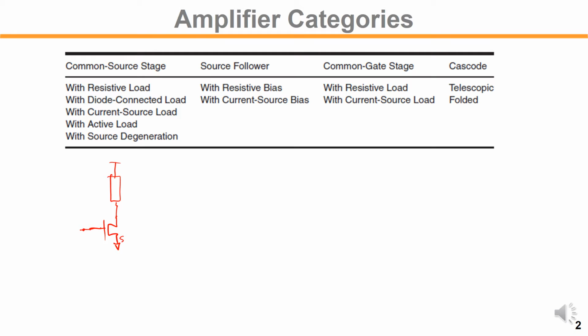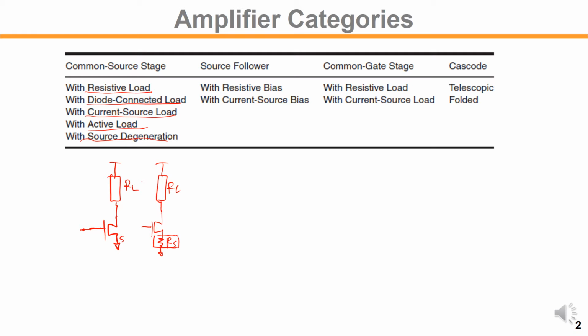So we have the load impedance RL on the drain side. You can implement the load using a resistor itself, a diode connected load, a current source, or other variants of active loads. And there's also the source degeneration technique. We use RS. On the source node we can put some resistor there.